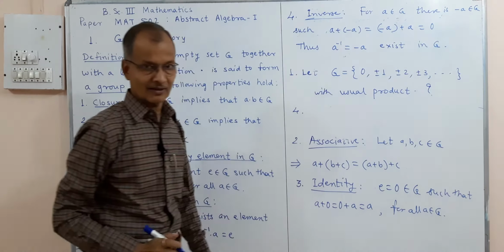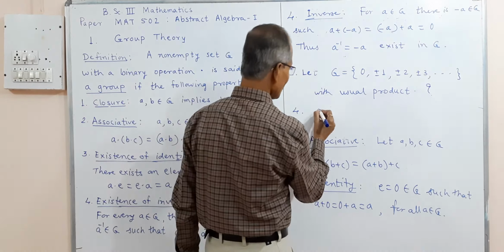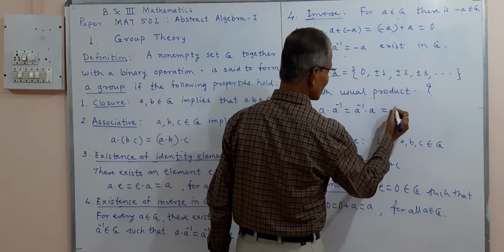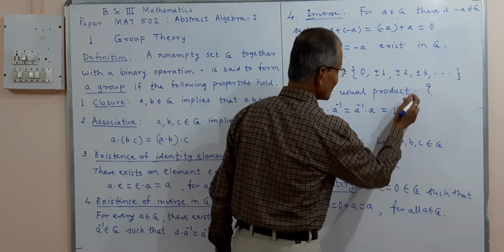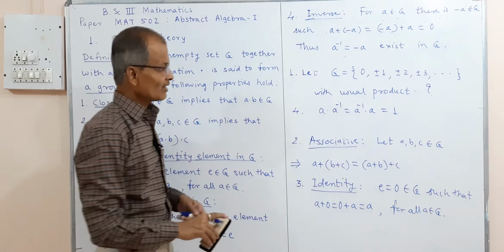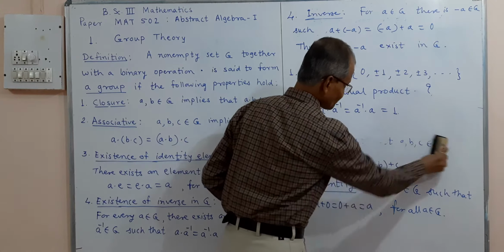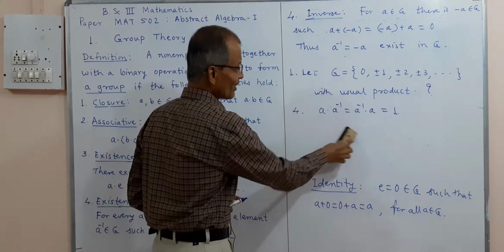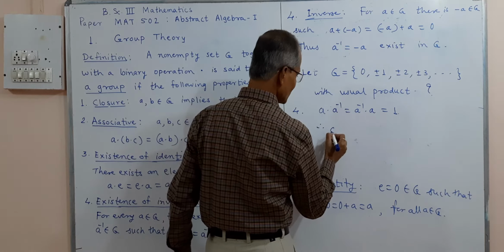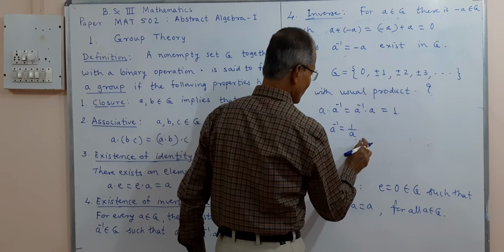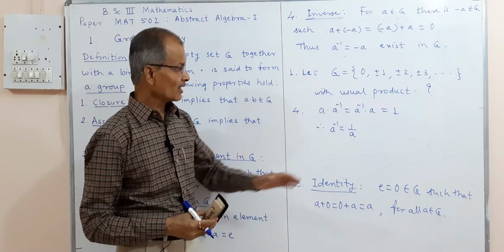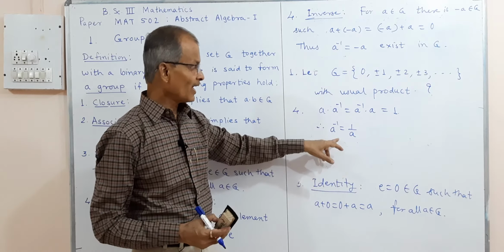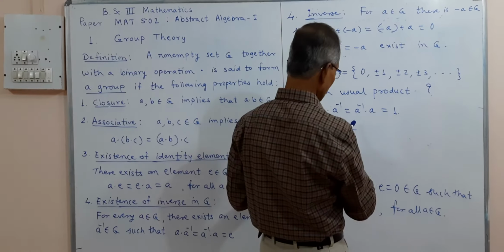We must have A into A inverse is equal to A inverse into A is equal to E, and E is 1 here for multiplication. So what is the A inverse here? A inverse will be 1 upon A. Then A into 1 by A. Therefore A inverse is equal to 1 by A. But you see, 1 by A does not exist in G except when A is equal to 1. Because if A is 1, then A inverse will be 1.